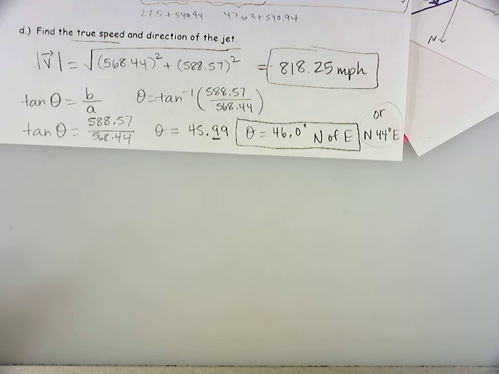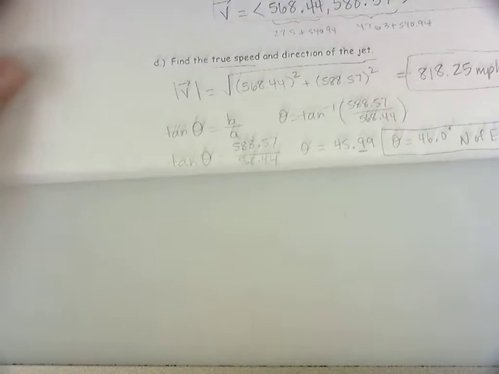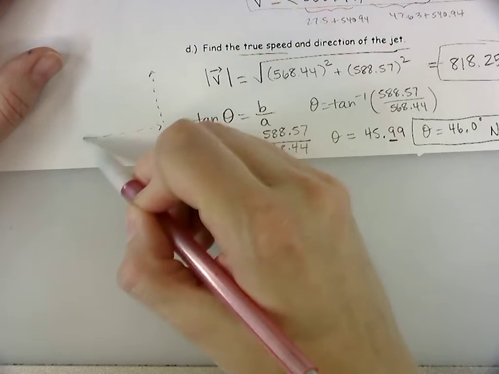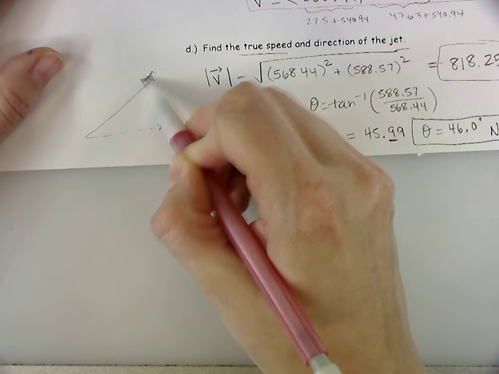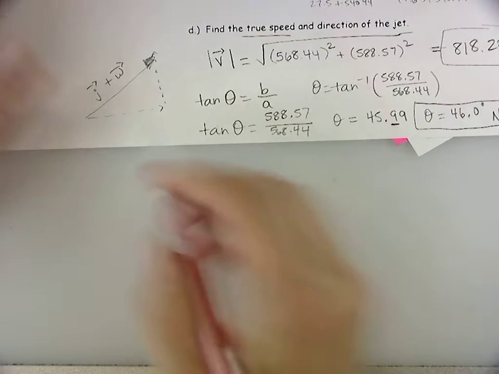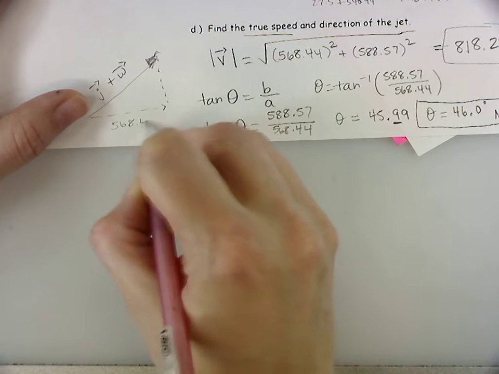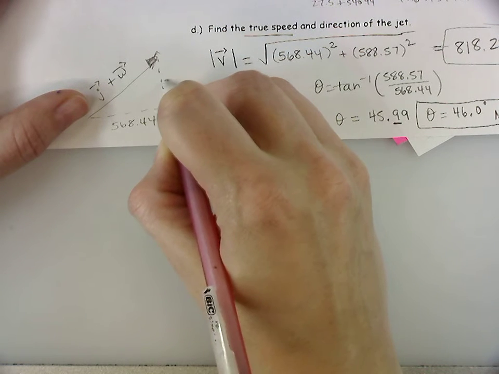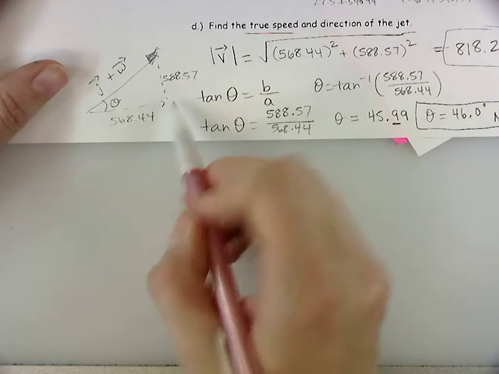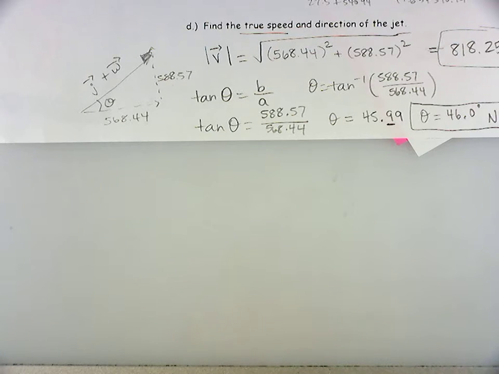Now, remember that the tangent comes from finding your theta, okay? So for your tangent, you have your horizontal component and you have your vertical component. This is going to be your new vector. This is the jet plus the wind. And so the horizontal component is the 568.44. The vertical component is the 588.57. And we're using tangent because it's the opposite over the adjacent.